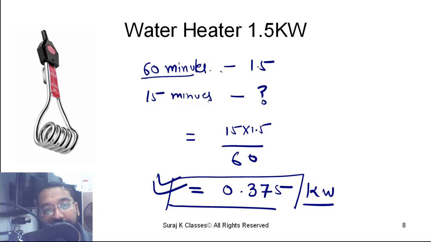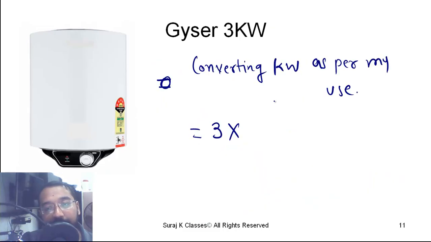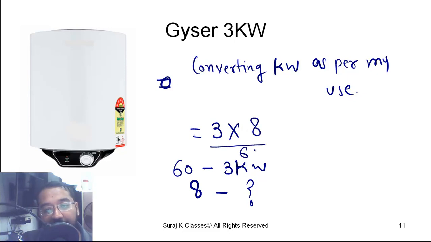See, for 60 minutes of use it is 1.5 kilowatt; 15 minutes of use is how much? The same thing I can repeat here. For 60 minutes of use it is 3 kilowatt. For 8 minutes of use how much? Then 3 into simply 8 upon 60. This will give me around 0.4 kilowatt.